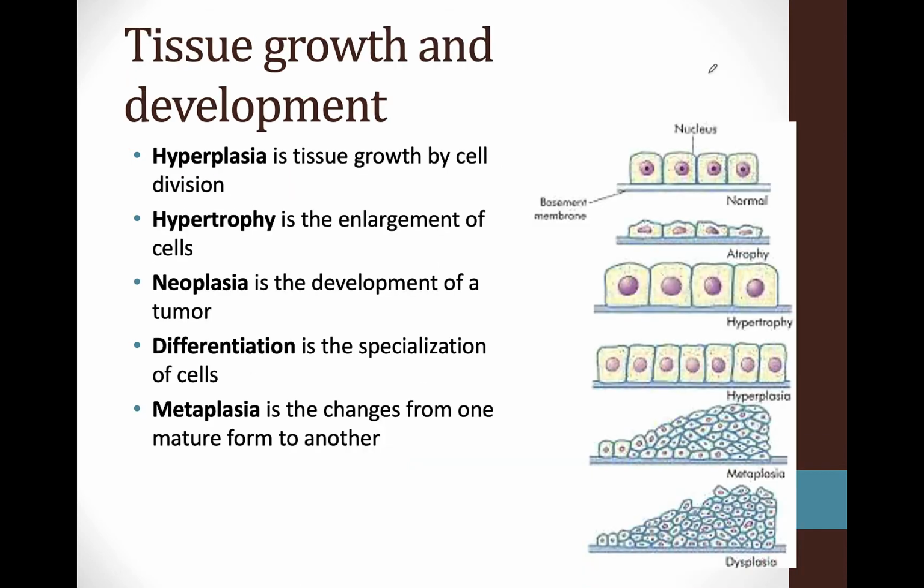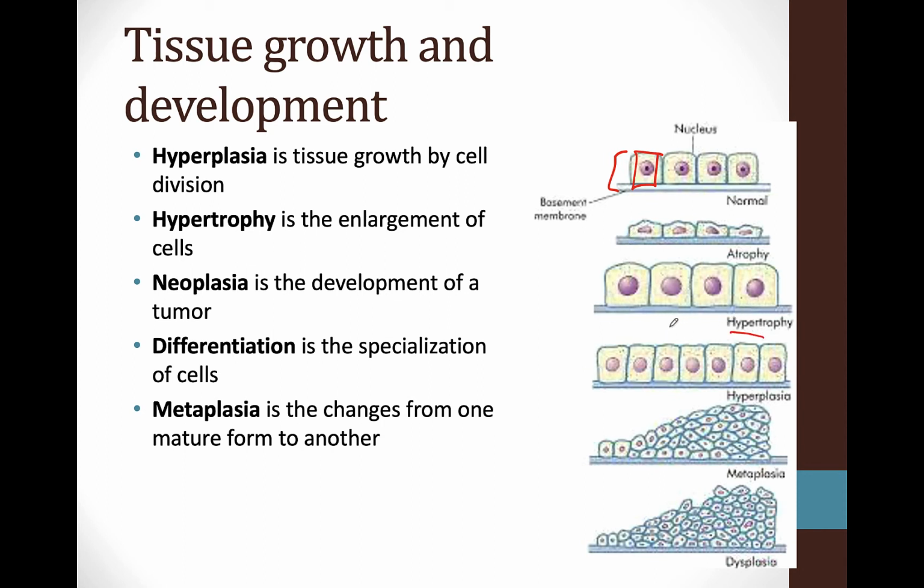So we have several different terms for describing the growth and development of a tissue. If this is our normal tissue, we've got a simple, because it's only one layer, cube epithelium. Atrophy of a tissue is when a tissue remains the same number of cells, but those cells get smaller. This happens in muscle cells when we don't use them.